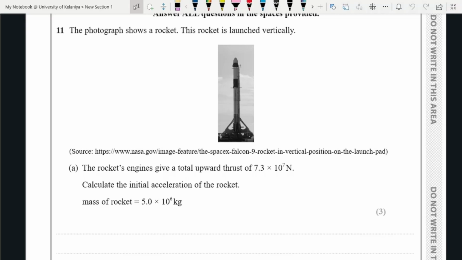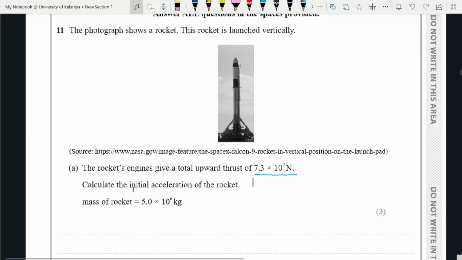Okay, here we have a photograph of a rocket, and they say the rocket's engine gives a total upward thrust of 7.3 times 10 to the power 7 newtons. Calculate the initial acceleration of the rocket. The mass of the rocket is 5.0 times 10 to the power 6 kilograms, right?